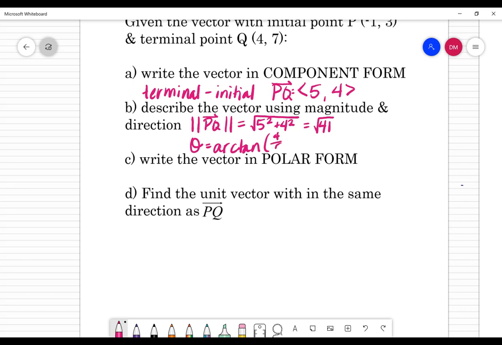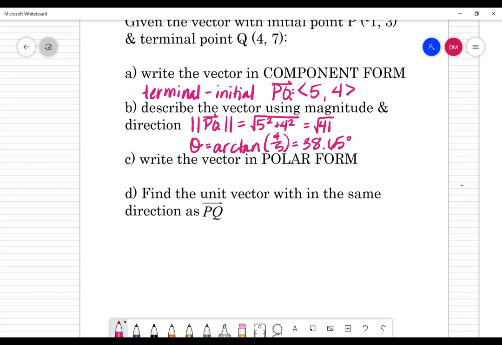So 4 over 5. That doesn't lie on an easy angle on our unit circle, so we would need a calculator for that one. If we do that, we get about 38.65 degrees for our direction angle. Now remember, that's coming off of the positive x-axis. And we know that it is correct to keep that as a 38.65 degree direction angle because we know we should be in the first quadrant.